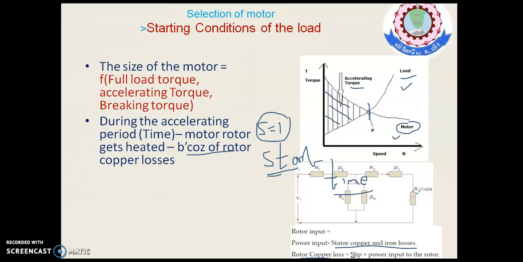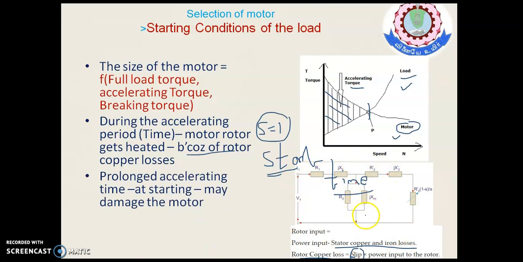The rotor developed power is nothing but (1 minus S), that is the remaining portion of the slip, times the rotor input power, 1 minus s of rotor input power. So these are the things you are already familiar with. Now with this you can understand still better the prolonged accelerating time.